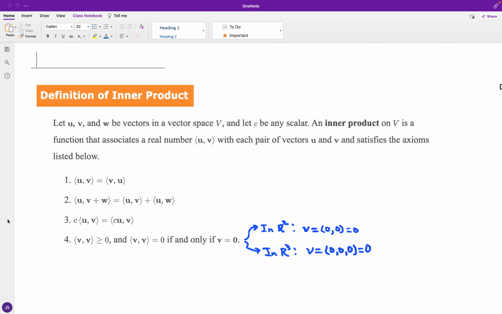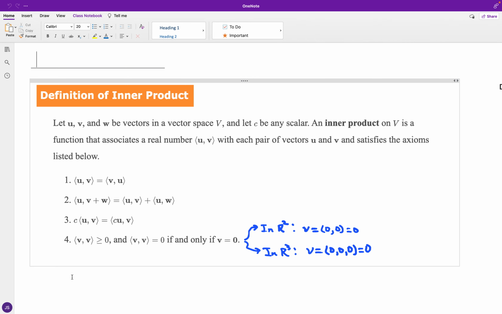First, the inner product of u and v is equal to the inner product of v and u. Second, the inner product of u with the sum of v and w is equal to the sum of the inner products of u and v, and u and w. Third, letting c be a scalar, c times the inner product of u and v is equal to the inner product of c times u paired with v.